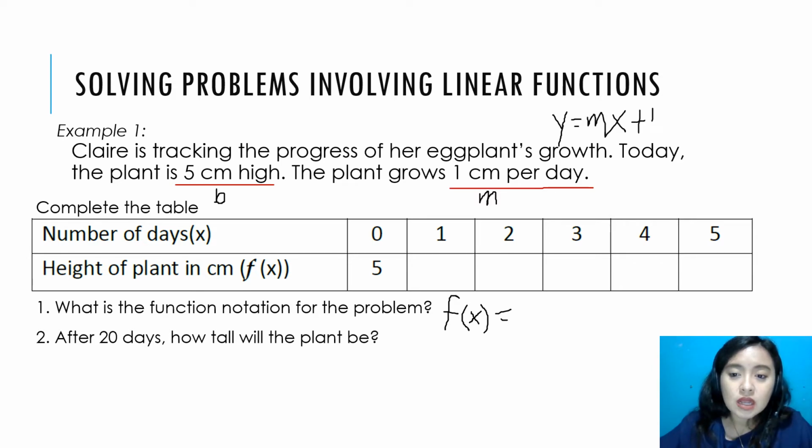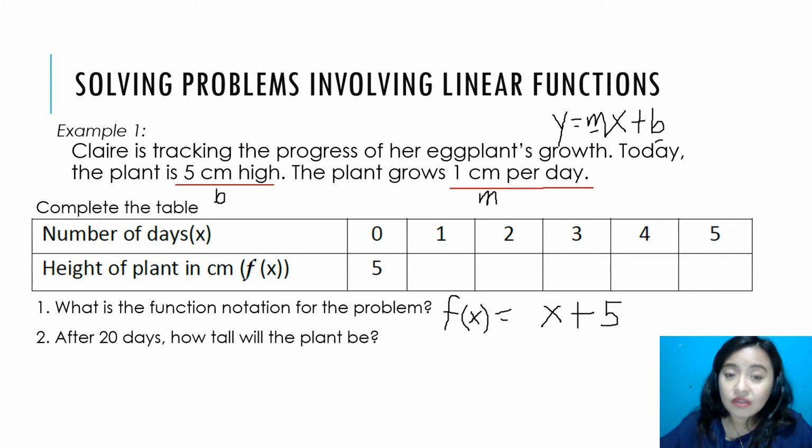So, since naa man tay m, naa sad tay b, pwede kita kahimo og linear function gamit ani na formula. So, we can have the function notation here as the rate of change niya na m, which is 1 cm per day, 1x, but we all know na di ta mo sulat og 1x because 1 multiplied to any number is the number itself. So, i-erase na to na si 1. Ang mabilin na lang is x. So, we will have there x plus ato ang constant na 5.